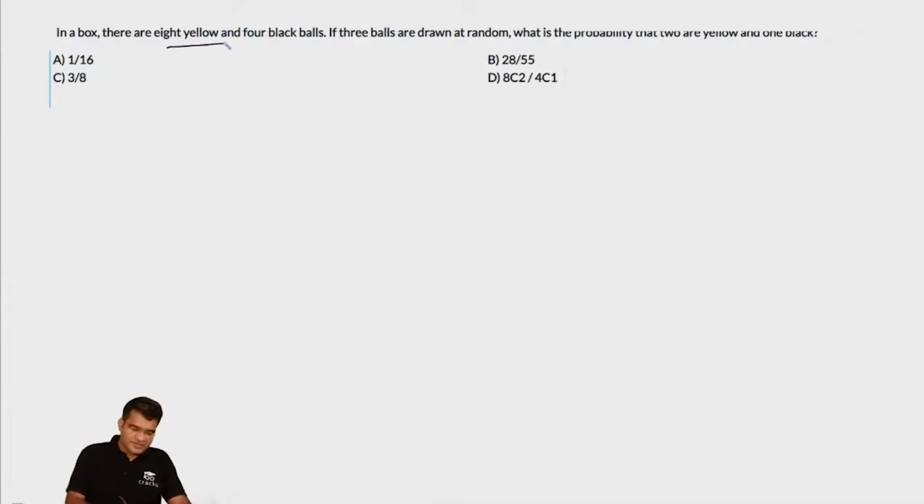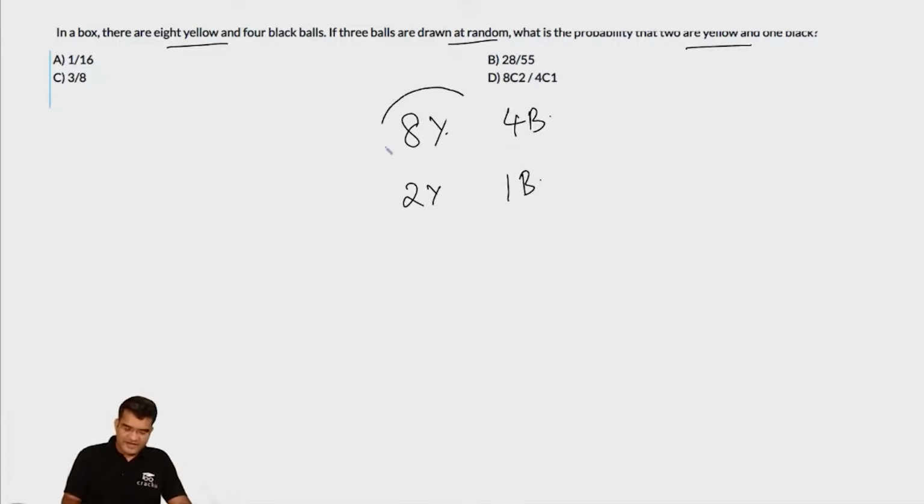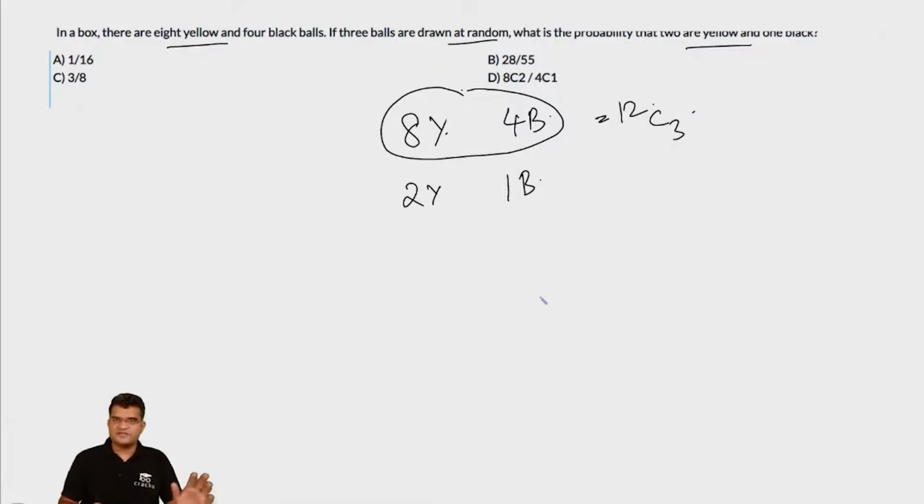In a box, we are told that there are 8 yellow and 4 black balls. 3 balls are drawn at random, and we are required to calculate the probability that 2 of them are yellow and 1 of them is black. Now, if you have 8 yellow balls and 4 black balls, and if you are drawing 3 balls out of them, what is the total number of ways in which you can draw 3 balls? The total number of balls is 12. So out of these 12 balls, the number of ways in which you can draw exactly 3 balls is 12C3. This is the total number of ways in which 3 balls can be drawn.